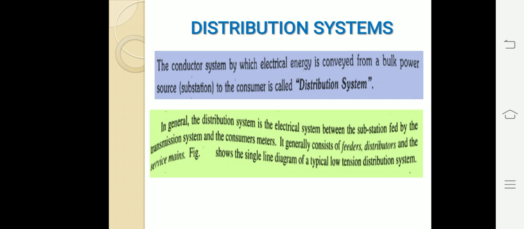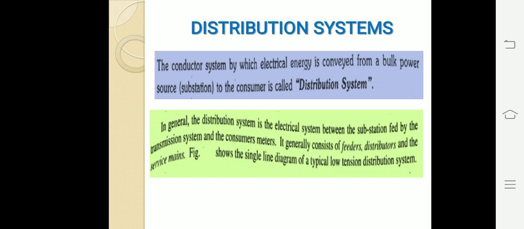Now today we are going to discuss the distribution system. What is a distribution system? Already we know about the distribution system: the conductor system by which electrical energy is conveyed from a bulk power source, that means a substation, to the consumer is called the distribution system. So in between the substation and the consumer is nothing but a distribution system.